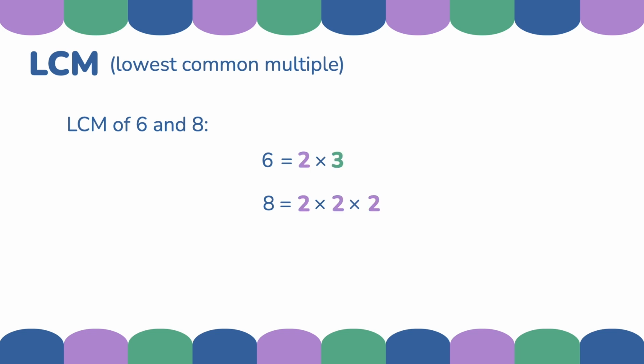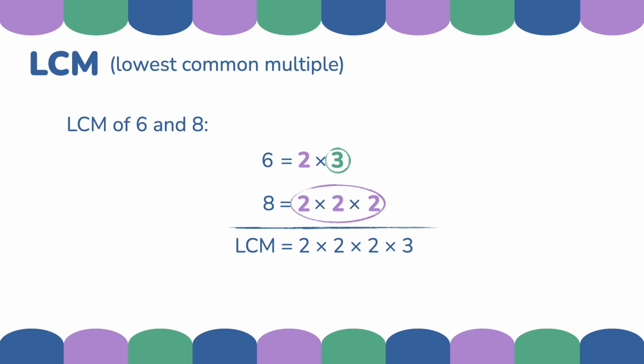Now, the LCM is the product of the greatest number of times each prime factor appears. 2 appears 1 time in 6 and 3 times in 8. Since 3 is greater than 1, our LCM will have 3 factors of 2. And our other prime factor, 3, appears once in 6 and doesn't appear at all in 8, so we must include 1 factor of 3 in our LCM. So, to find the LCM, we find the product of 2, 2, 2, and 3, which is 24.